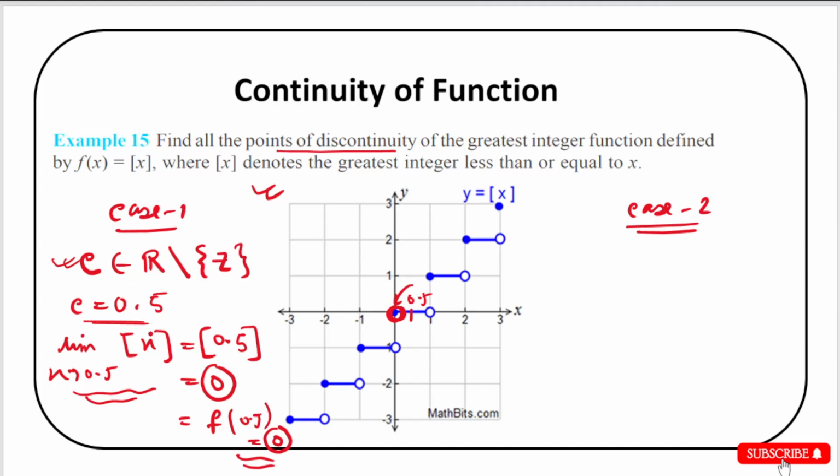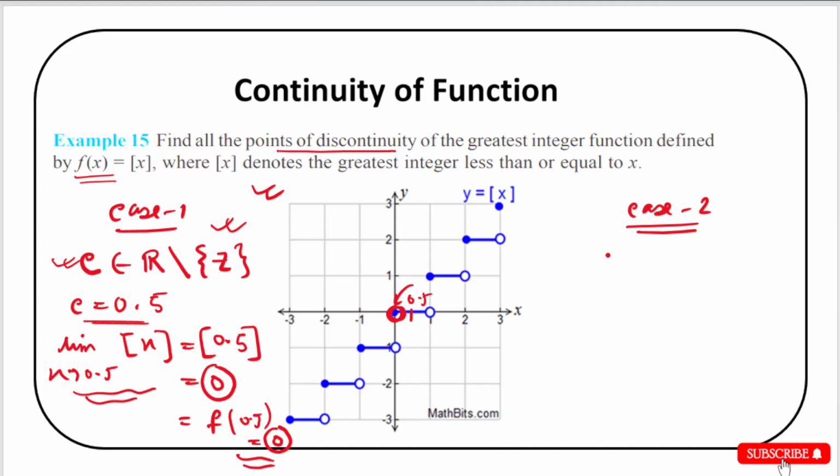I hope this is clear. You can check it for yourself. You can take any value in the domain, just leave the integer values. You can take it from this side also, take any value, and you will see that the limiting value is equal to the functional value. So what we can conclude from this case is that the greatest integer function is continuous for any value in the domain which is not an integer.